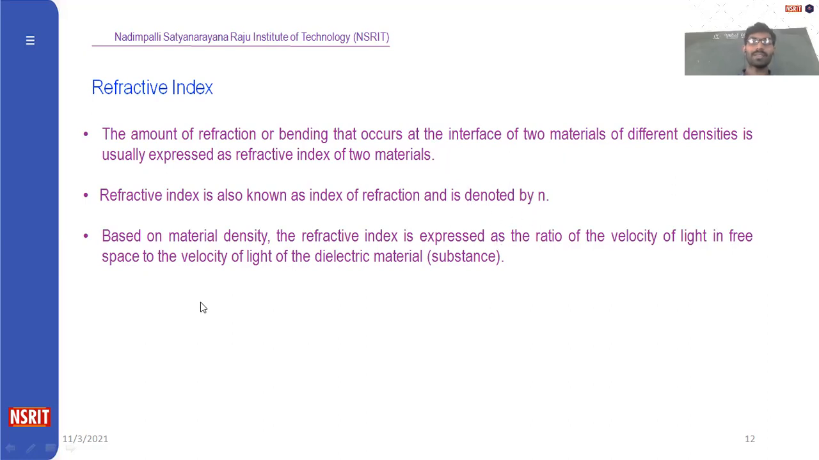Based on the material density, the refractive index is expressed as the ratio of the velocity of light in free space to the velocity of light in the dielectric medium. That means here we can observe that there are two mediums: one is free space and the other one is dielectric. So the refractive index is expressed as the ratio of the speed of light in free space to the speed of light in the dielectric medium.